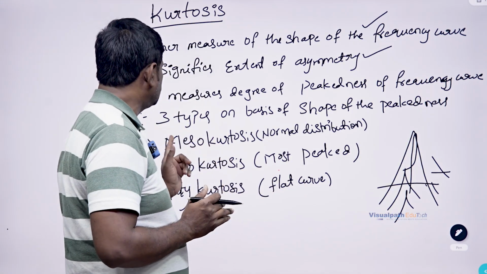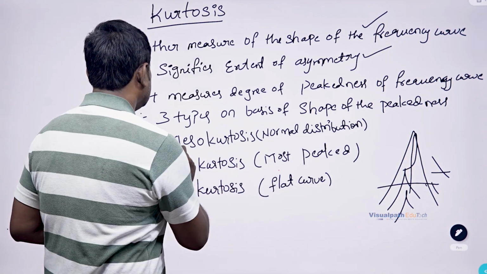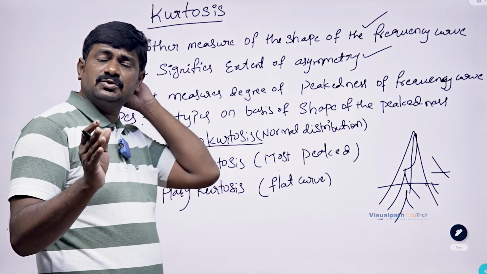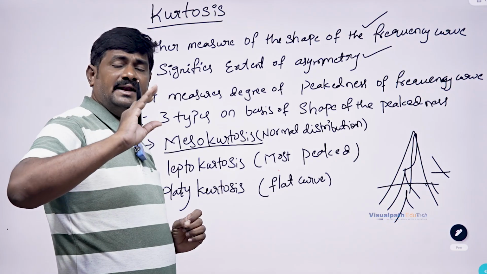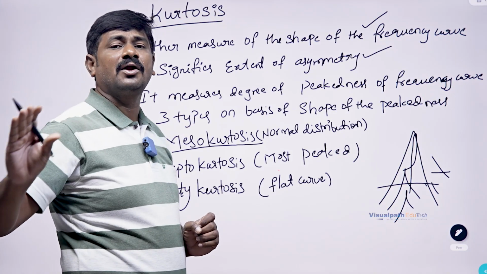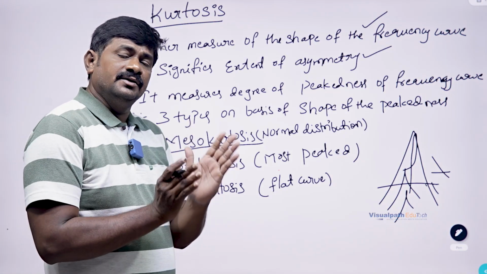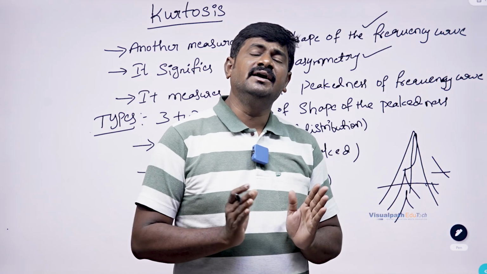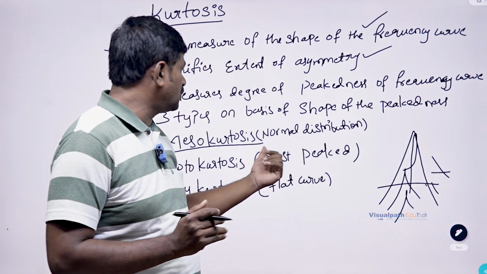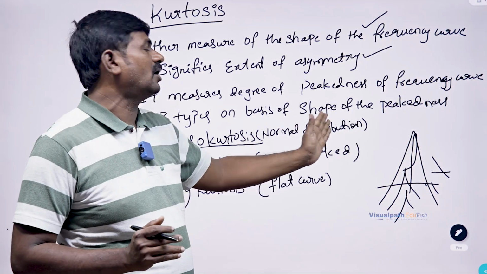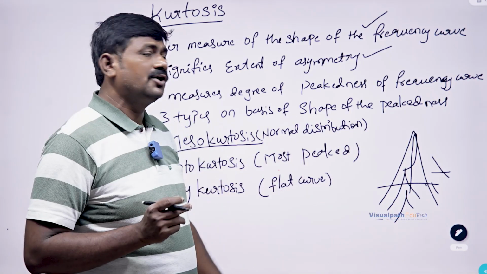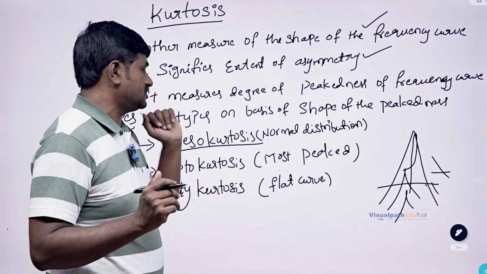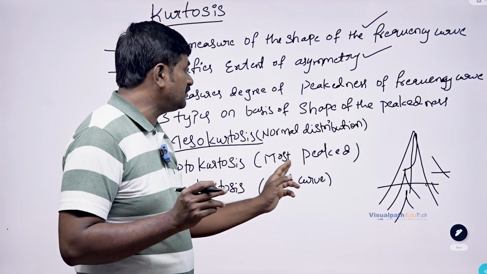So what are the three types of kurtosis? First one is mesokurtosis. Mesokurtosis means the frequency distribution is making a normal distribution curve; it is called mesokurtosis. It is nothing but almost a normal distribution. Then the second one is leptokurtosis. Leptokurtosis is nothing but most peaked.